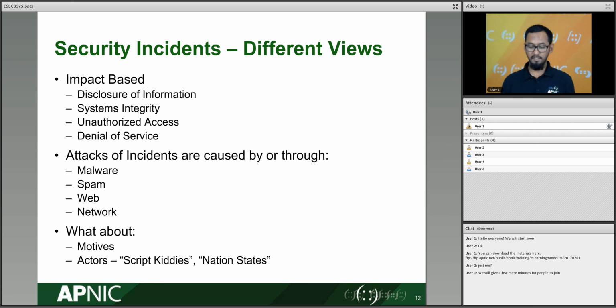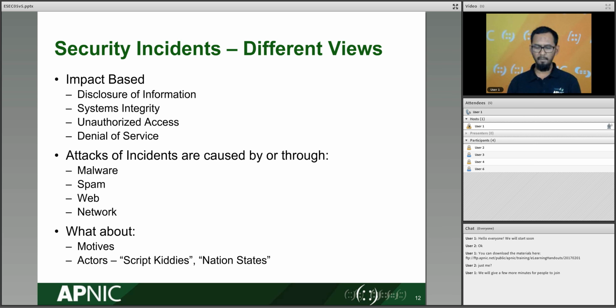Unauthorized access, so systems that should only be accessed by certain people or certain systems within the organization. And the other view of security incidents, as I mentioned earlier, is the mechanism, or the vector. It could be caused through malware infection, or through spam or email or social engineering, or through the web. You visit a website and that website may contain some exploits that will try to exploit vulnerabilities in the browser or the browser components or some browser plugins. Or maybe it's on the network, man-in-the-middle attack, sniffing, that sort of thing.